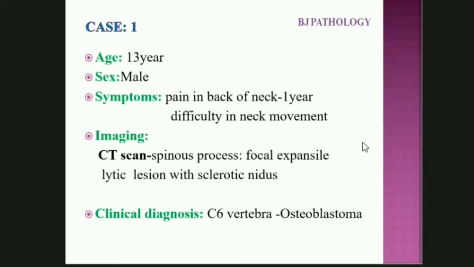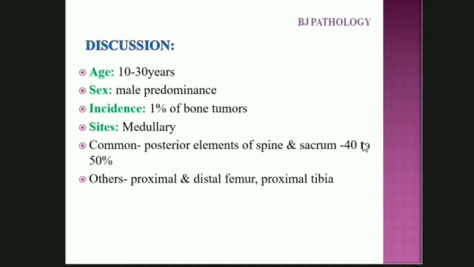And CT scan showed a focal expansile lytic lesion with sclerotic nidus in the spinous process of the C6 vertebra, and the lesion was more than 2.5 centimeters. This carries a significance here. And so, arriving at the images she showed, we had irregular bony trabeculae lined by plump osteoblasts, and the intervening stroma was highly vascular, and it was composed only of fibrovascular tissue. There was no mitosis, necrosis, or any atypical features.